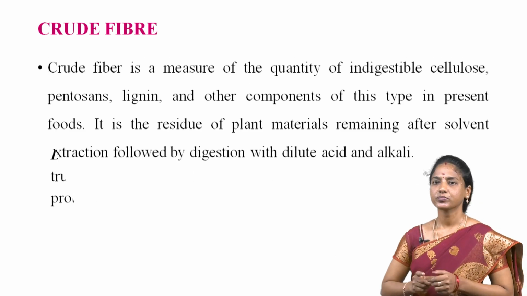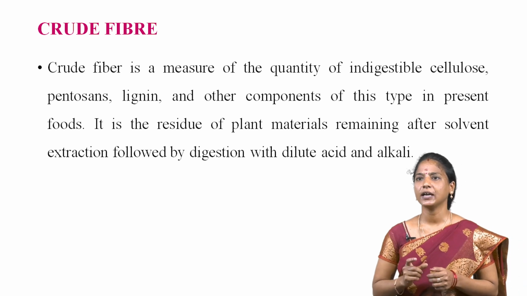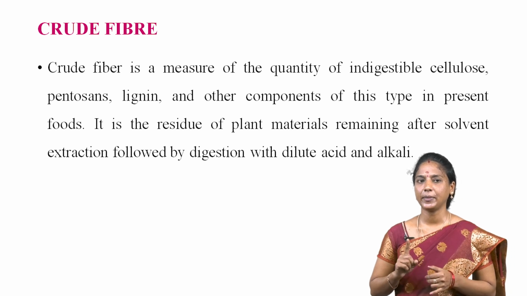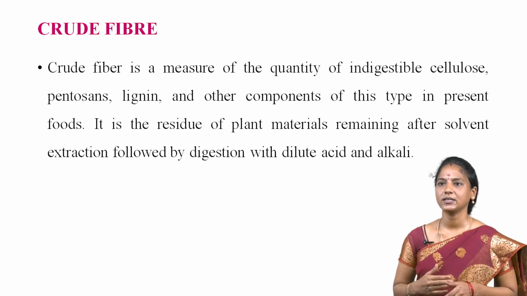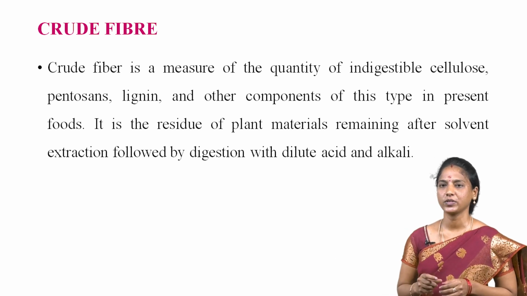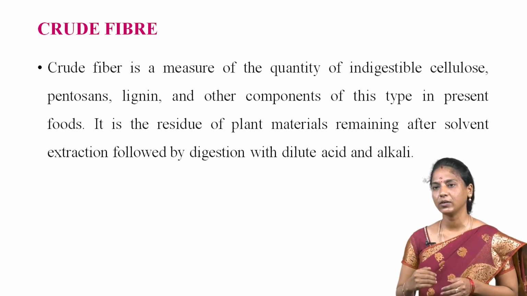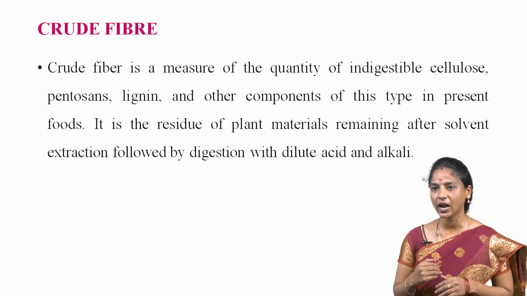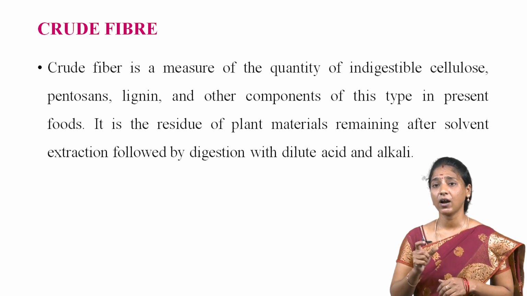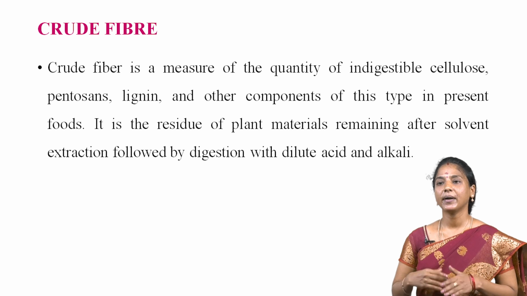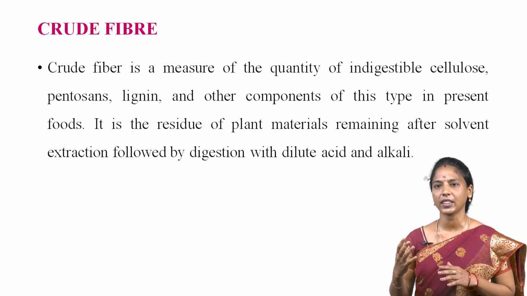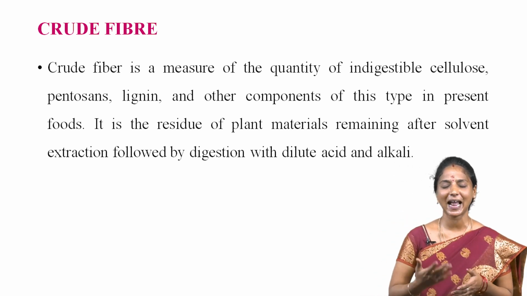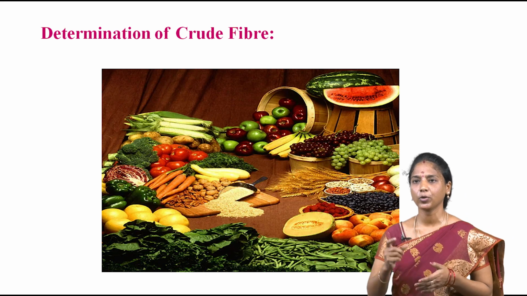Next one, crude fiber. Crude fiber is a measure of the quantity of indigestible cellulose, hemicellulose, lignin and other components of this type present in foods. It is the residue of plant materials remaining after solvent extraction followed by digestion in dilute acid and alkali. These compounds have little food value but provide the bulk necessary for the proper peristaltic action in the intestinal tract. Next one, determination of crude fiber.